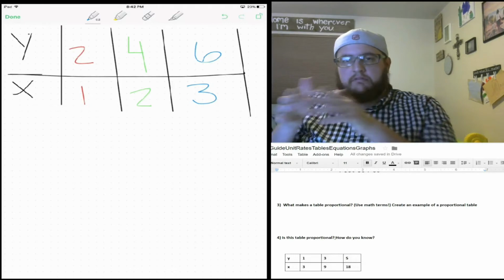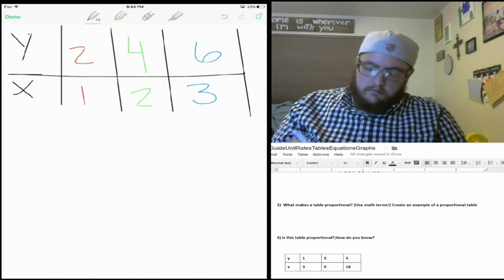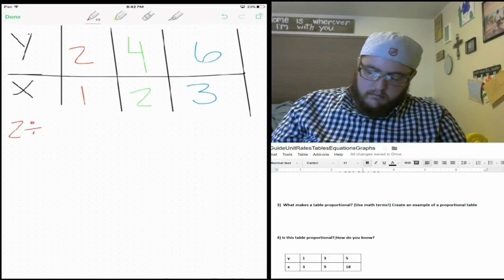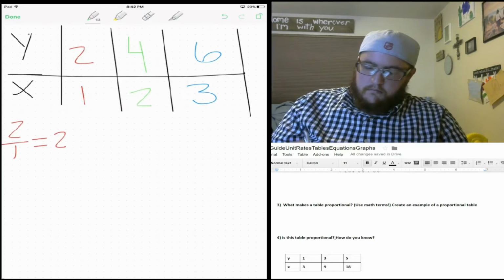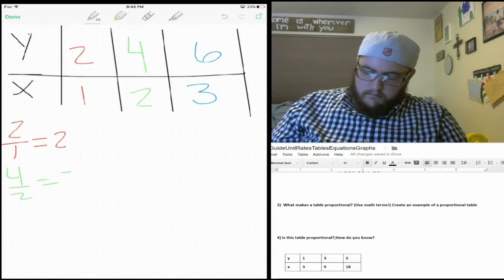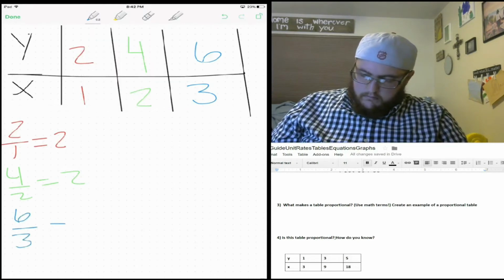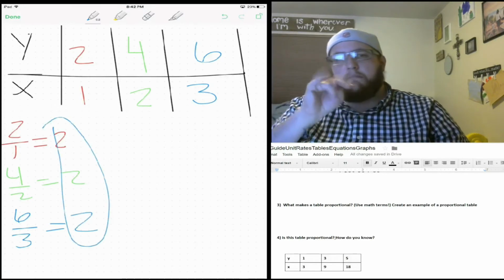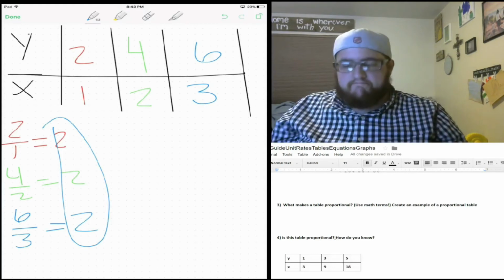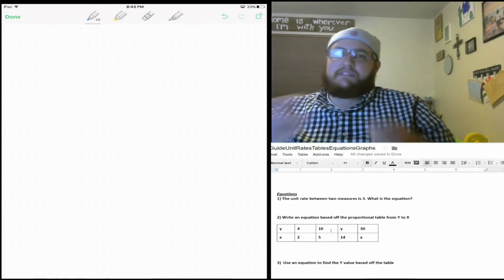So again, we can confirm that our points have a constant rate of change by dividing them. So our y's divided by our x's. I'll write this as a fraction instead. 2 divided by 1 is 2. I'm very sorry, I think I said 1. 4 divided by 2 is also 2. And 6 divided by 3 is also 2. So you'll note that our unit rate for each one of these, or our constant rate of change, is 2. So that was a proportional table.